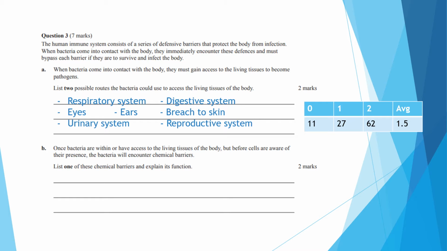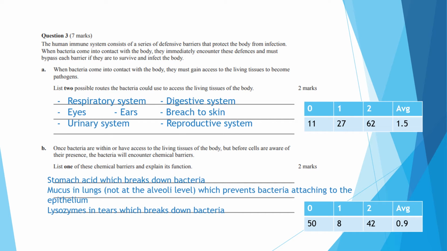Part B states that there are some chemical barriers to these bacteria before the cells are even aware of the bacteria's presence. It asks you to list one of the chemical barriers and explain its function. So for 1 mark, you need to correctly identify a chemical barrier and then explain how it acts as a defense against bacteria. Once again, I've listed a couple. You can find other examples as well. Generally, it seems students either got this question or they didn't, with only a small proportion of students getting only 1 of the 2 marks.